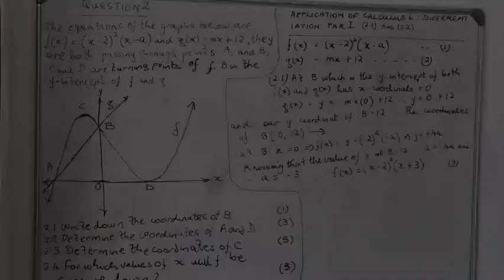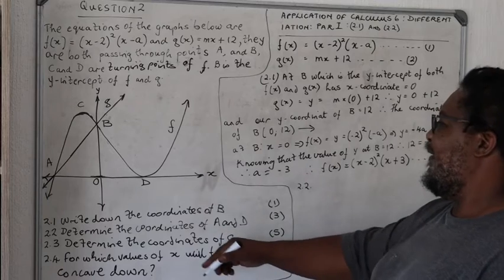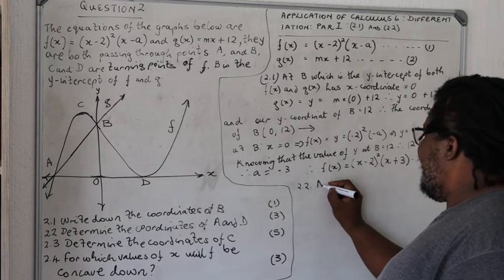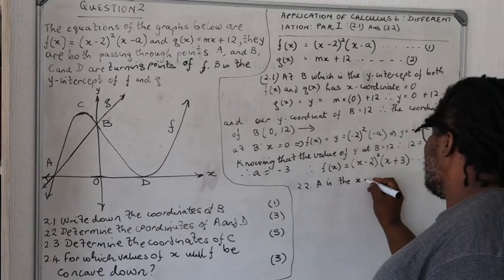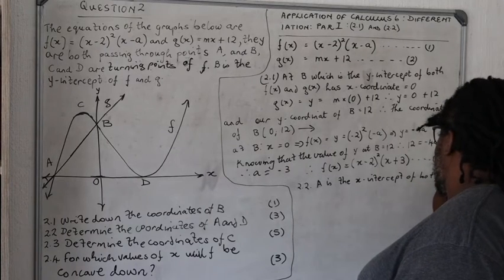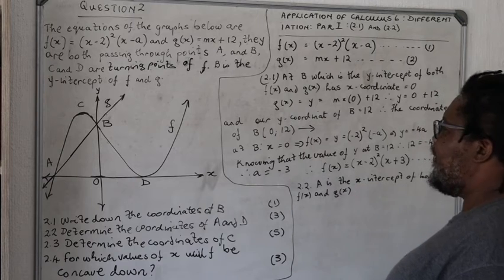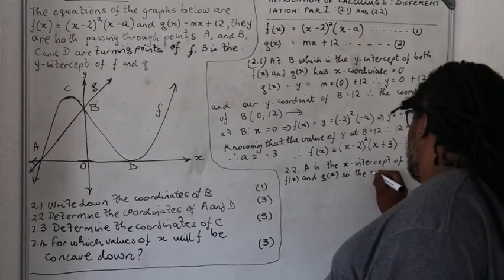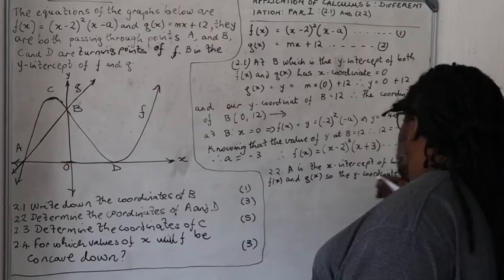And for equation 3 to answer, so for 2.2, to write down the coordinates, determine the coordinates of A. If you look at A, A is the x-intercept of both f(x) and g(x). So the y coordinate of A is 0.